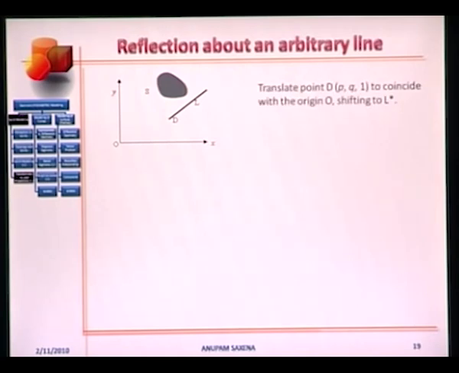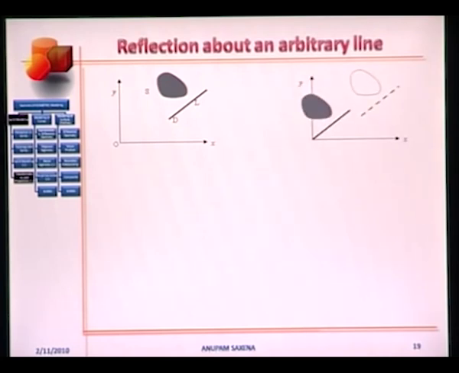Step 1. Translate point D with homogenized position vector PQ1 to coincide with the origin, shifting this line L to a new position L star. Line L has gotten translated so that point D coincides with the origin. Along with that, S has also gotten translated.